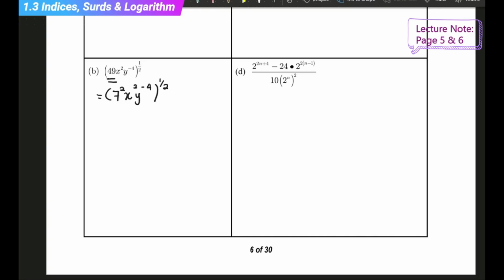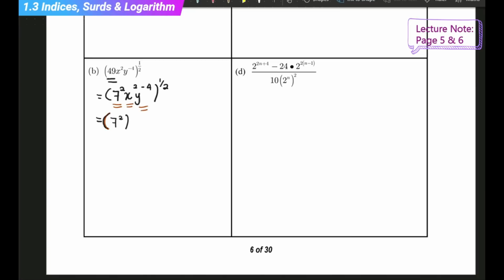Okay, 7 square x square y to the power of negative 4. Now it is in the lowest base, which is 7. So what can we do next? There are different integers involved here, different things. There are 3 elements here in this bracket itself. We have number 7, we have x and y. So what can we do? We separate all the things there, meaning we try to solve one by one.